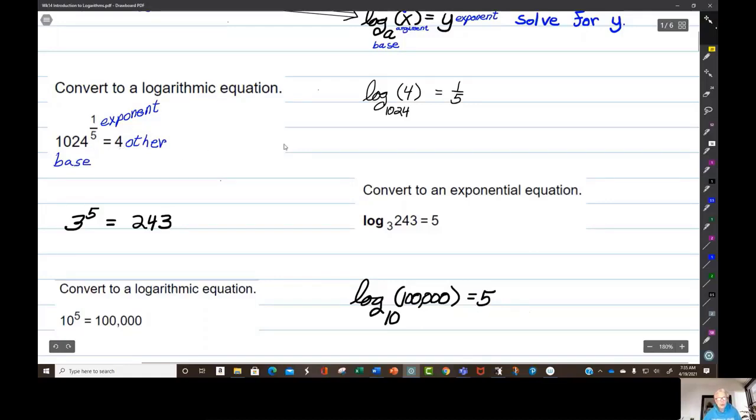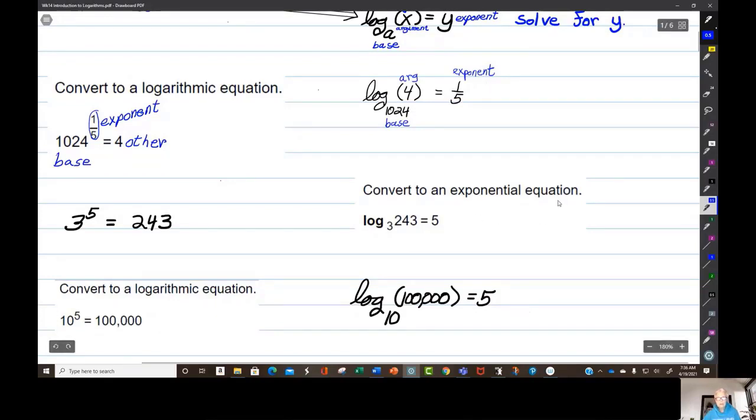To change this to a logarithmic function, we take the base, 1024, put it down here beside the lower part of the g. You take the other number and put it in here, where now it's called the argument. So let's say argument, arg, and here's the base. And this number over here is always the exponent. That seems hard at first, but then it gets easier.